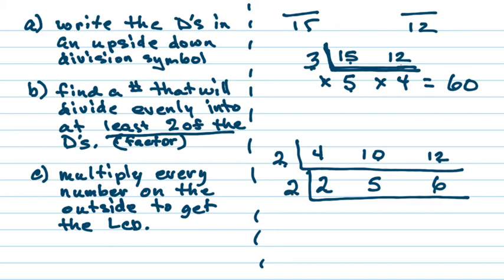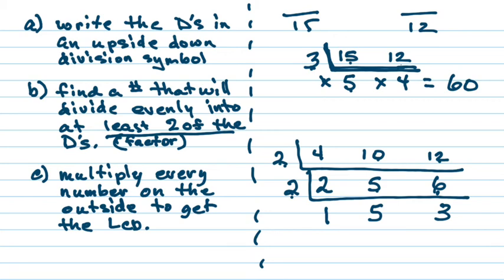2 divided by 2 gives you a 1. Anything divided by itself is 1. 5 won't divide by 2, so it just comes down. You didn't do anything to it, so just drop it down. Make sense? 6 divided by 2 gives you a 3. Is there anything common to 1, 5, and 3 other than 1? No. So now we're done with that part of it.